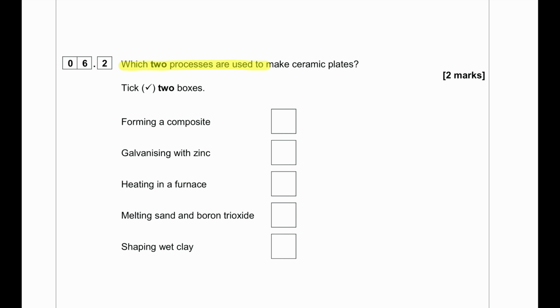Which two processes are used to make ceramic plates? Forming a composite, galvanizing with zinc, heating in a furnace, melting sand and boron trioxide, shaping wet clay. Since we are going to make ceramic plates, first we need to shape wet clay. Then we need to heat it in a furnace.